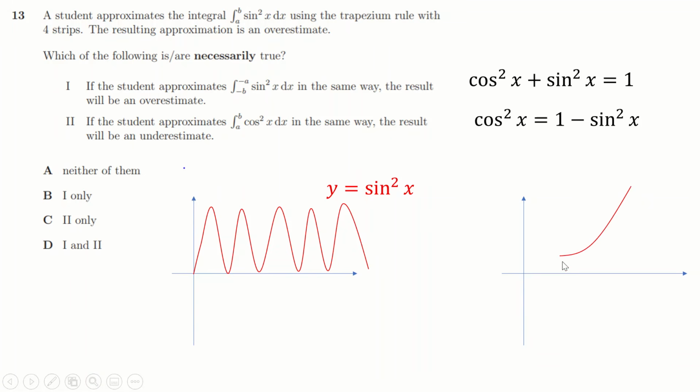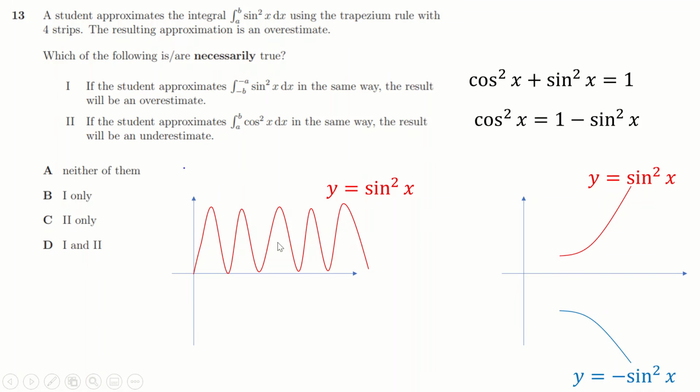So let's pretend if we zoomed in massively to a place in sine squared, it looked like this. Now, the reason I've drawn it like this is because, remember, it's an overestimate when I use the trapezium rule. So I'm going to imagine I'm using the trapezium rule here. It's an overestimate. Now I'm going to try and draw cos squared from this. Well, first I flip sine squared in the x-axis because of this minus. So that's what minus sine squared looks like. And now I'm going to move it up by 1.